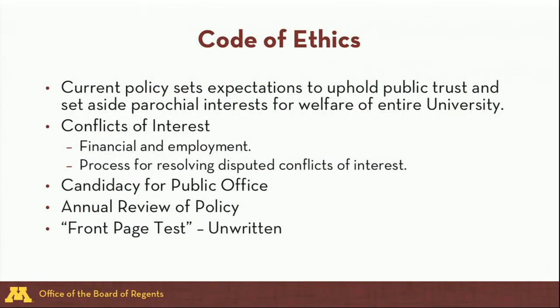So as we look at the Code of Ethics, just to give you a little bit of a grounding, you get an annual review of the Code of Ethics from the General Counsel. And so we won't go through it in detail, but I'll just touch on as a refresher some of the things that policy talks about. It starts off with a couple of broad statements around the board's responsibilities to uphold public trust and set aside parochial interests and act for the welfare of the entire university. And then it pretty quickly pivots to some very granular topics around conflicts of interest related to financial matters and investments, and then employment conflicts. And it also outlines a process for resolving disputes related to conflicts of interest. It has a provision related to candidacy for partisan public office, and also requires this annual review.